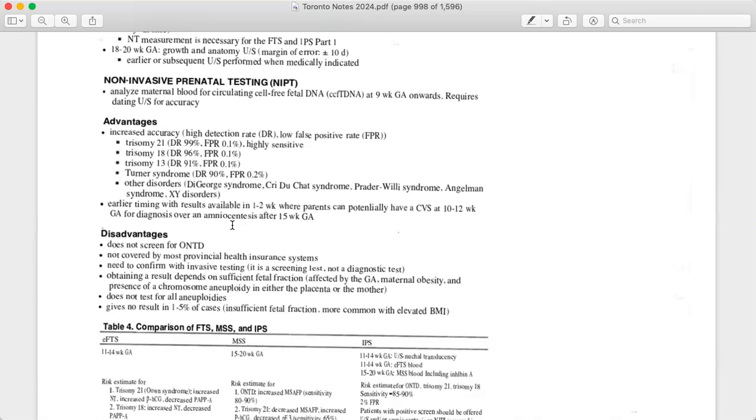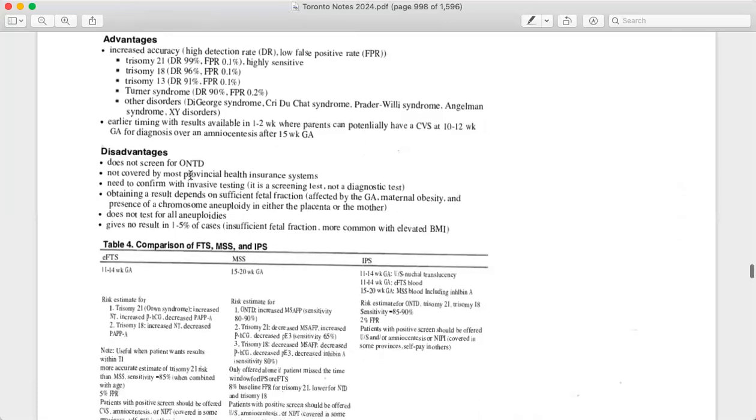Then the disadvantages: this does not screen for open neural tube defects and is not covered by most provincial health insurance, so they have to pay by themselves. So it's kind of important when they ask about financial coverage, whether they can cover it, or whether you need to ask them to take government help for their screening. So in this one, it is not covered by most provincial health insurance systems.